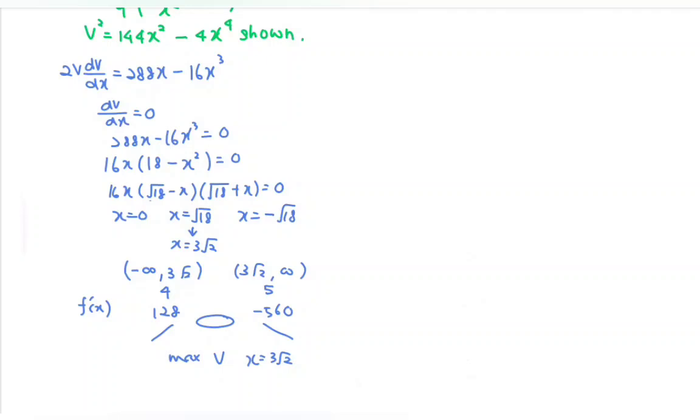Next is to find the volume. V squared equals 144x squared minus 4x to the power 4. If x equals 3√2, then V squared is 1296, and V is 36 meter cube. So that will be the maximum volume for the pyramid.